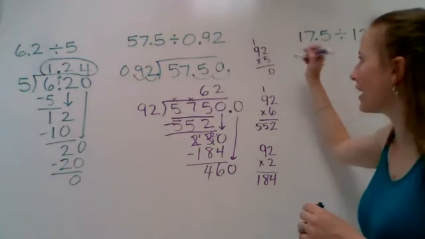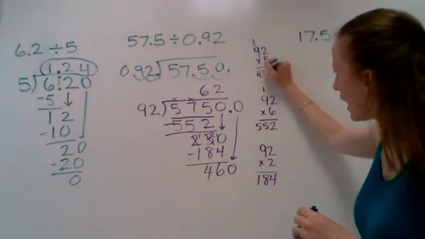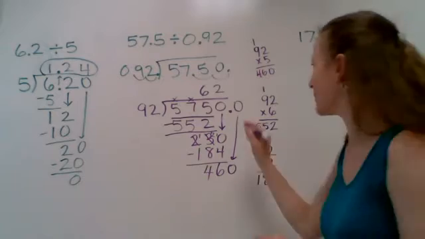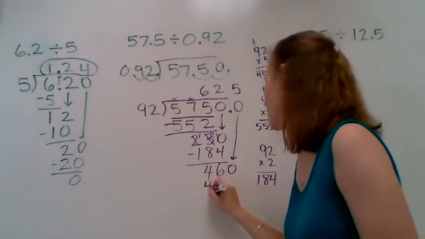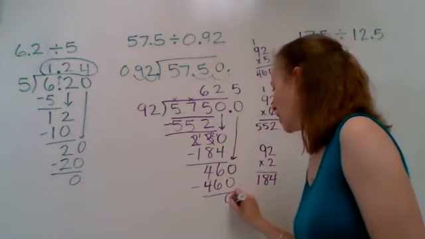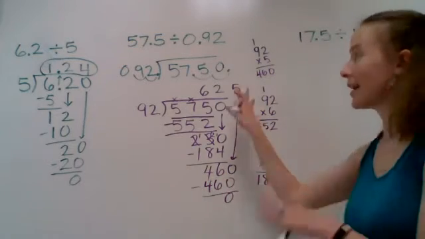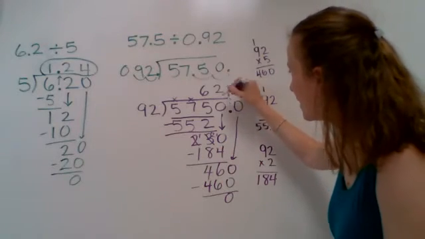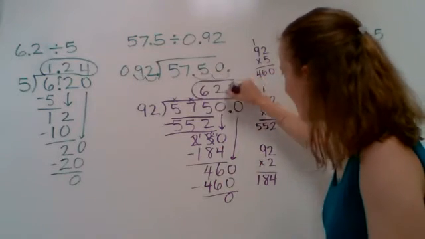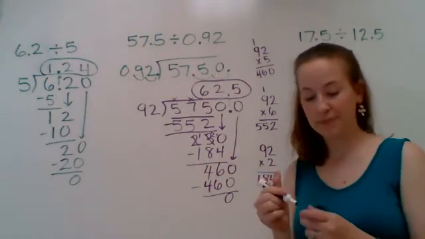5 times 2 is 10. 45, 4. I got exactly 460. So my 5 fact worked. 460. No more leftovers. Now my answer is not 625. Slide up the decimal, and my answer is 62.5.